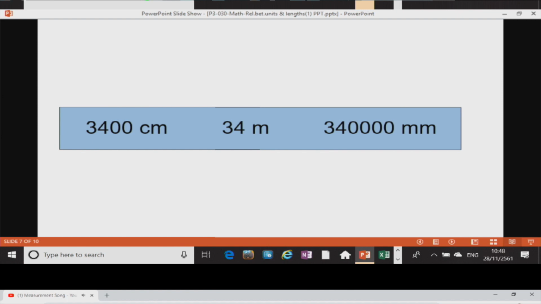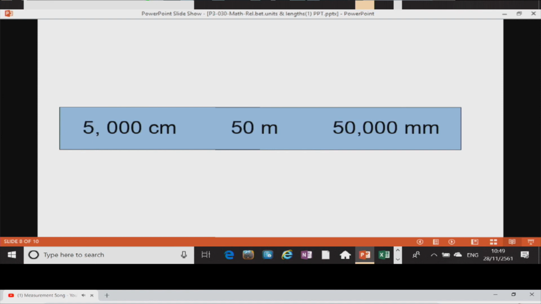340,000. Are these all the same length? No. What's different? 340,000 is too long, isn't it? It should be 34,000, not 340,000. So well done, guys. This one here is not the same as these two.